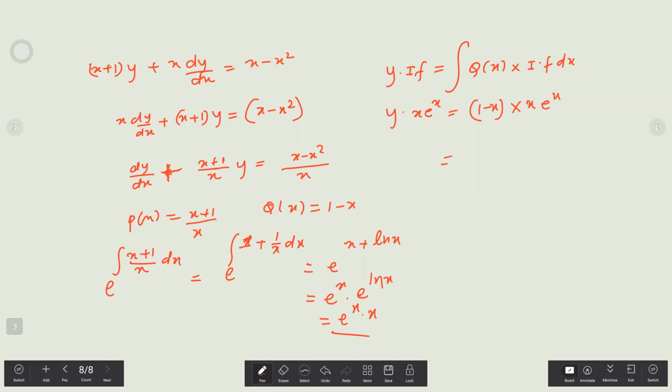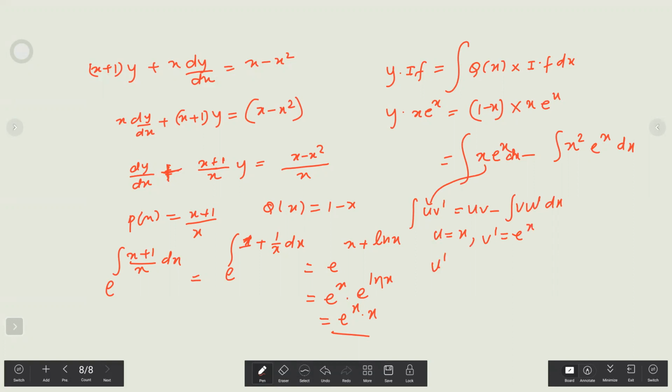So what we get here is the integration of x e raised to x minus the integration of x square e raised to x. Now these both need to be done by parts. So you need to apply by parts a couple of times here. If you just remember that uv dash rule, the integration of uv dash is uv minus the integration of vu dash dx. So u is x and v dash is e raised to x. u dash will be 1, v is going to be e raised to x.